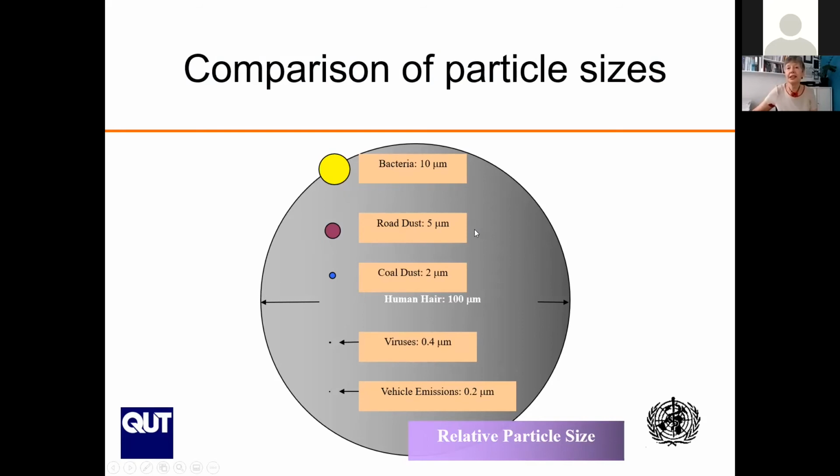Road dust is smaller than this, it's of the order of 5 micrometers. Coal dust is even smaller, 2 micrometers. Viruses are up to about 0.4 micrometer, but could be much smaller. For example, SARS-CoV-2 is 0.1 micrometer, much smaller than this. And finally, vehicle emissions are up to about 0.02 micrometer, but most of them are even smaller than this. So they are very small, they are light.